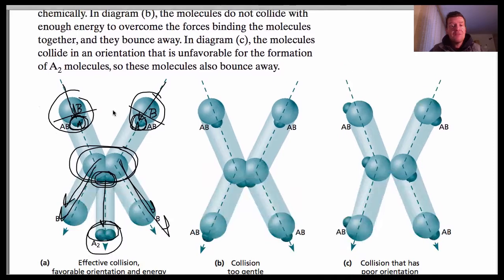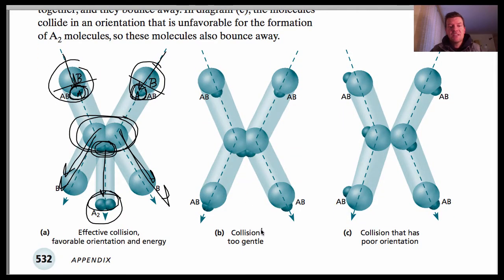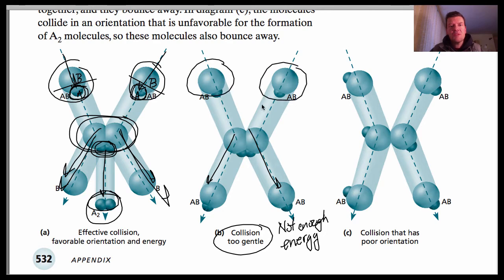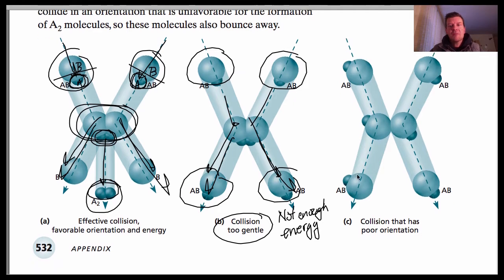Okay? Now, if they don't collide, let's say the collision is too gentle, not enough energy, not enough impact. Well, then they just bounce off each other and they go on their way. Notice you have AB and another AB. Then they collide, but it's just not strong enough of a collision to break the bonds. And after the collision, you still have AB and AB. Nothing has changed. Okay? Or what else could happen?